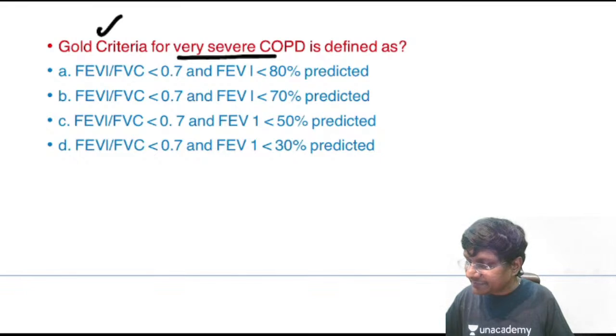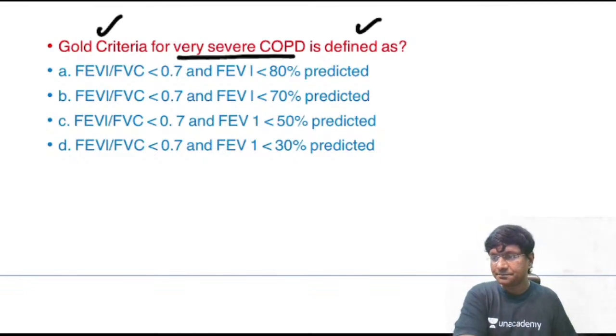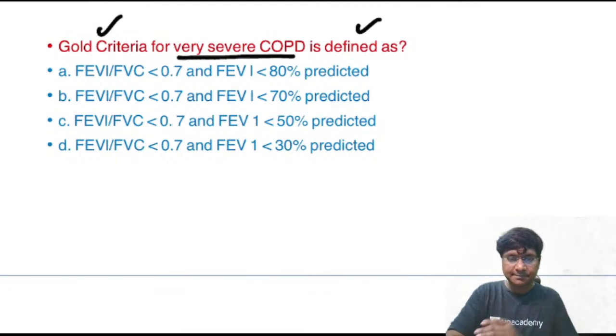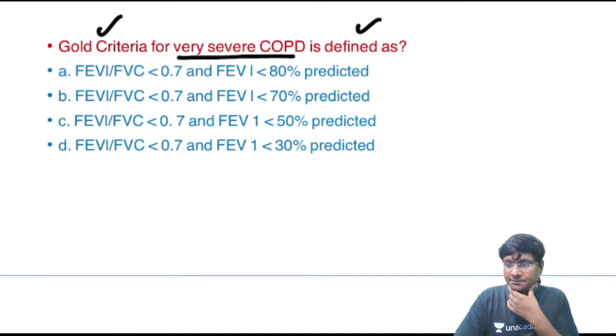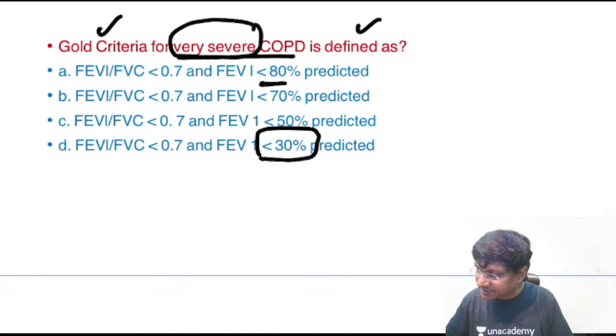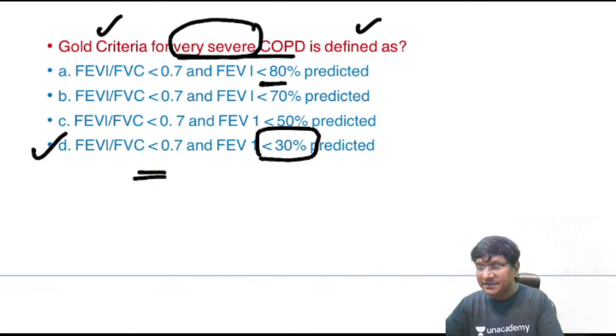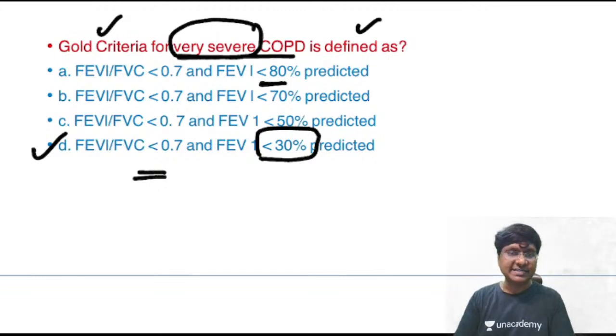GOLD criteria for very severe COPD is defined as... yes, it is not 80%. So when you are using the word very severe, it is less than 30%, and in all of them your FEV1 by FVC will be less than 70%. Okay, and your FEV1 percentage will be less than 30%. So that is about your very severe COPD.